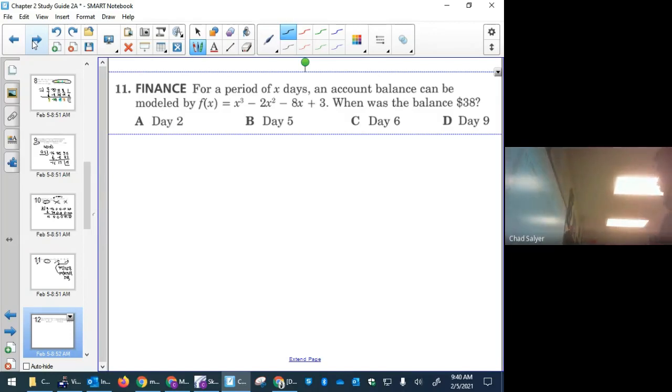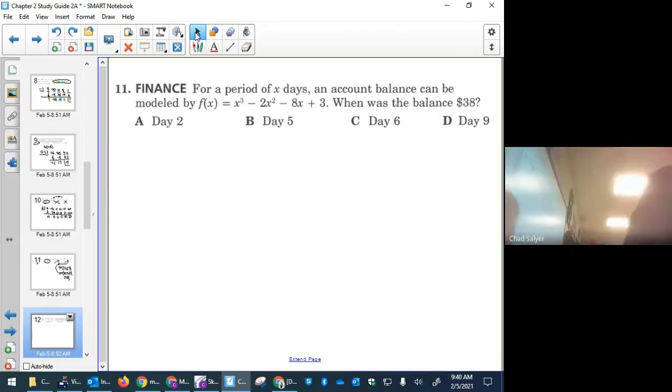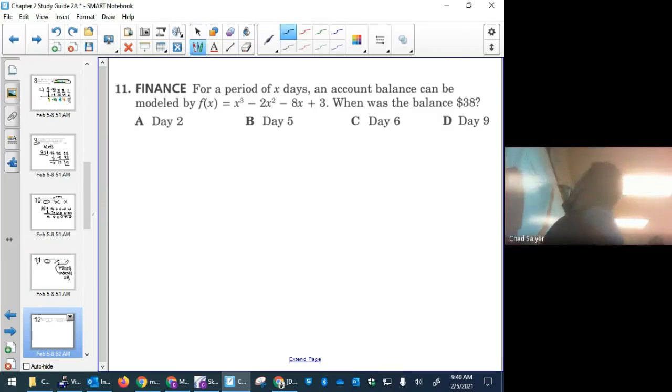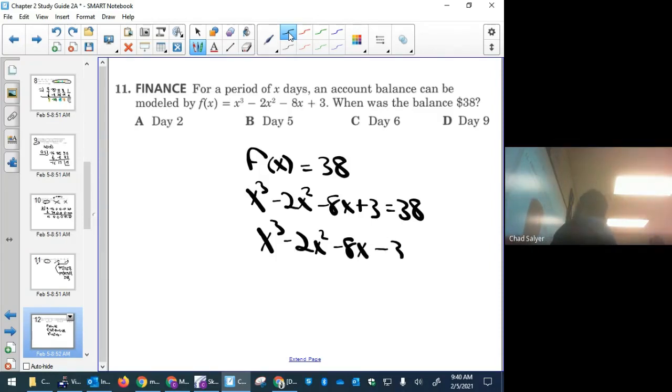For a period of X days, an account balance can be modeled by, and they give us a formula. When was the balance $38? So here we're solving a polynomial. I want to know when f of x equals 38. In other words, when x cubed minus 2x squared minus 8x plus 3 equals 38. So get that equal to 0. If I subtract 38 from each side, it will accomplish that task, and here I am.